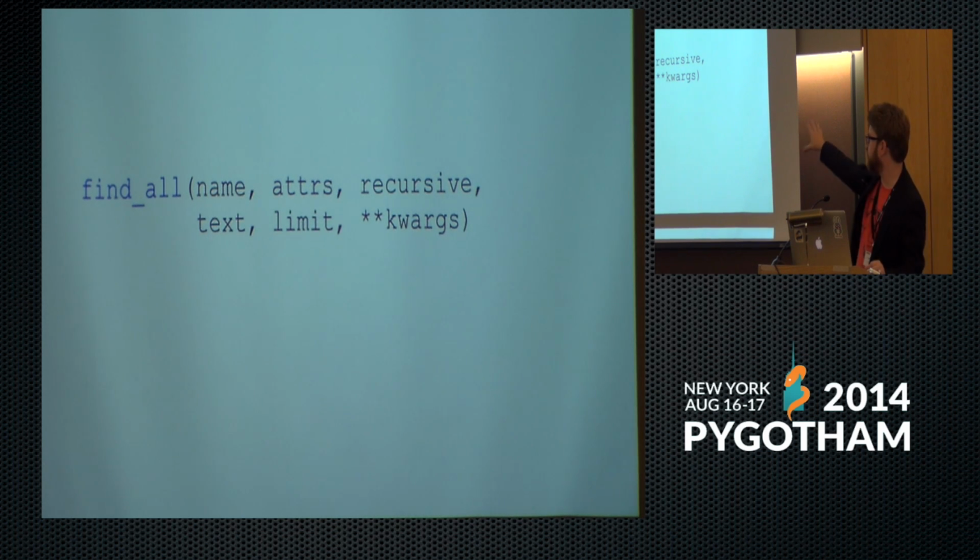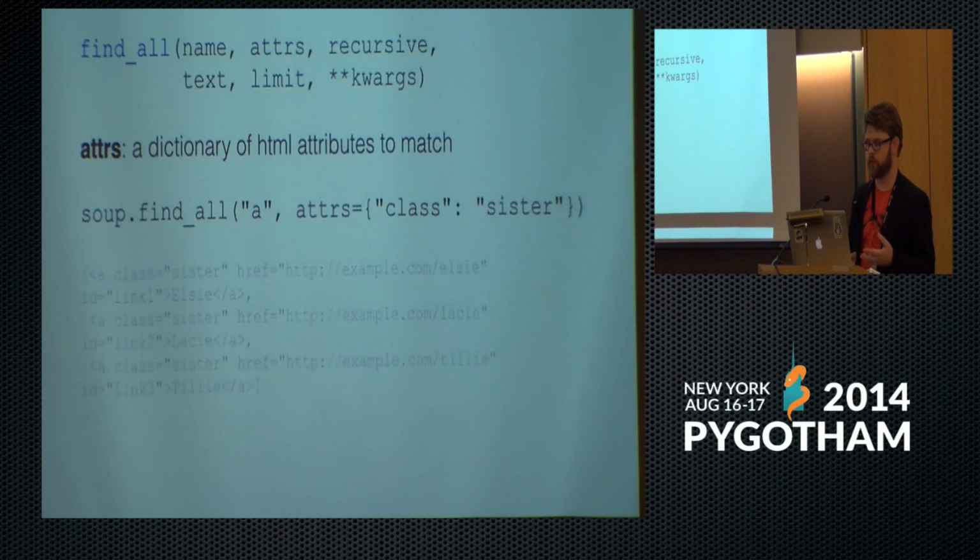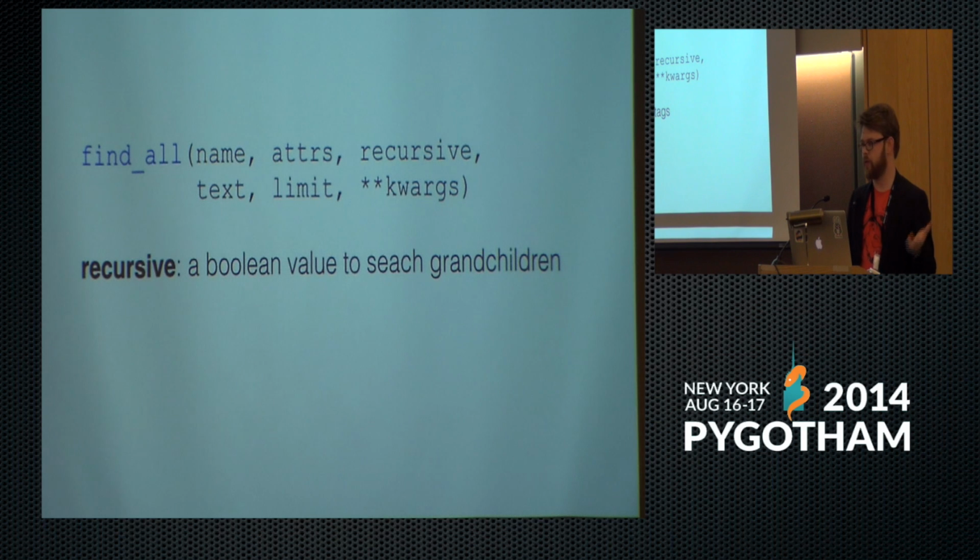So this is the actual API. This is the whole thing. It takes names, some attributes, whether it should be recursive, some text, and the limit that we saw earlier. So the name is just that matcher. Attributes is a dictionary that has attributes to match on.